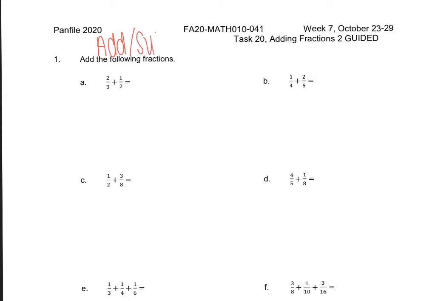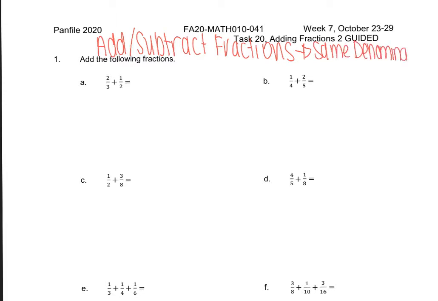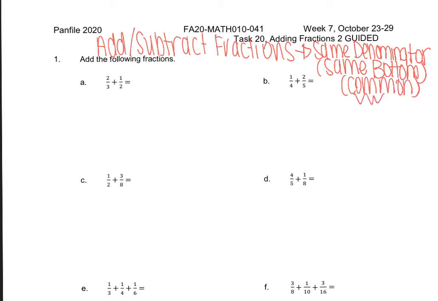All right, in order to add or subtract fractions, we need the same denominator, which is the same bottom. This is also called the common denominator. So in order to do that, there's a process, and we need to follow that process every time.